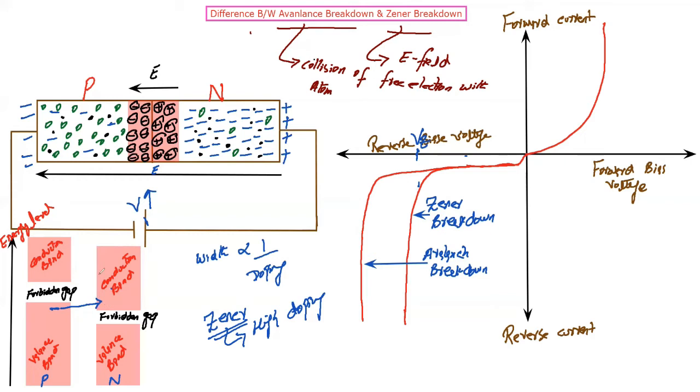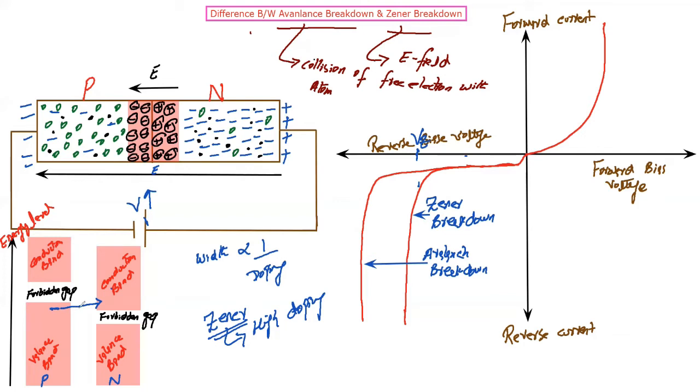The valence electron breaks bonding with the parent atom and becomes a free electron. These free electrons carry current from one place to another. As we know, the flow of charge carriers is known as current. So these free electrons carry electric current from one place to another.